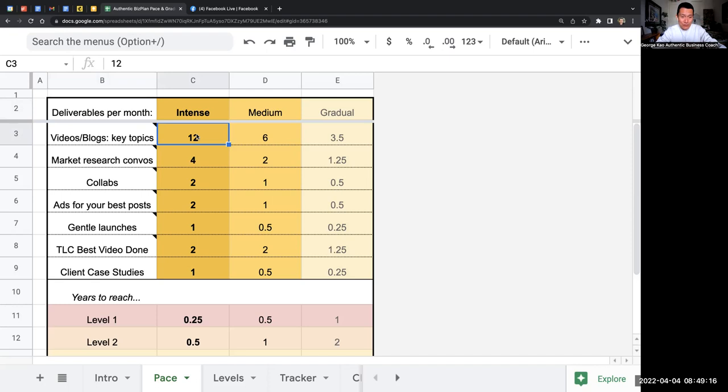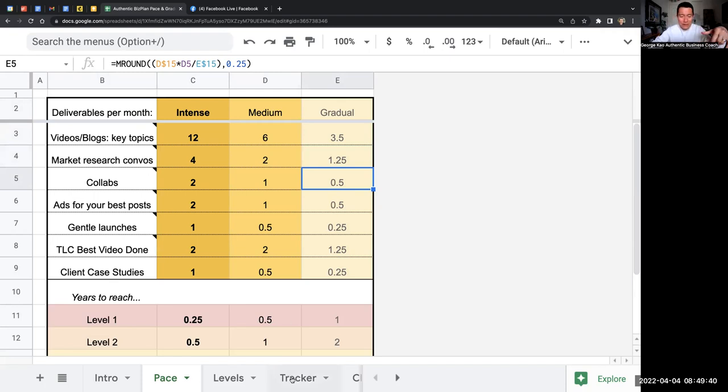Some of you, that's actually doable. For some of you, you have to work your way from gradual all the way here. Gradual means you're doing about one blog post or video per week. I know that's more than what some of you are doing, but I think it's really doable even for a gradual level. And then how many market research conversations per month, et cetera, et cetera. So I hope this is helpful.